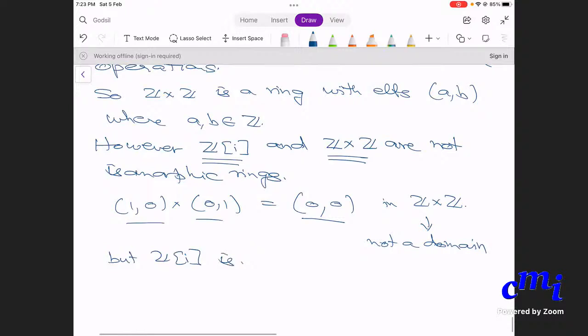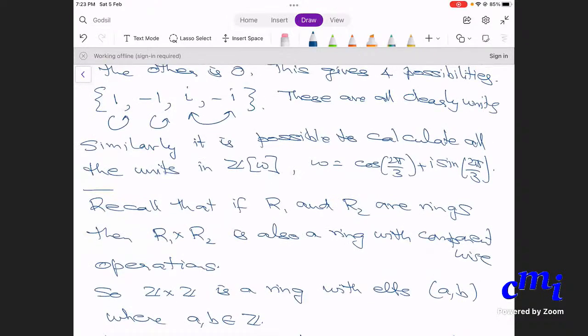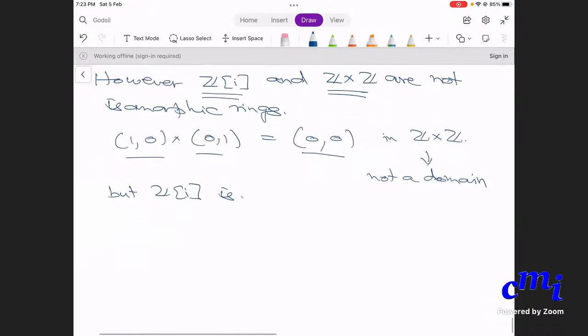So you cannot think of Zi as Z cross Z ring-wise. It is the same as Z cross Z as abelian groups, for example. But it is not the same as Z cross Z as rings. They are two different things. Okay. Fine. So that's the first type of element, units.